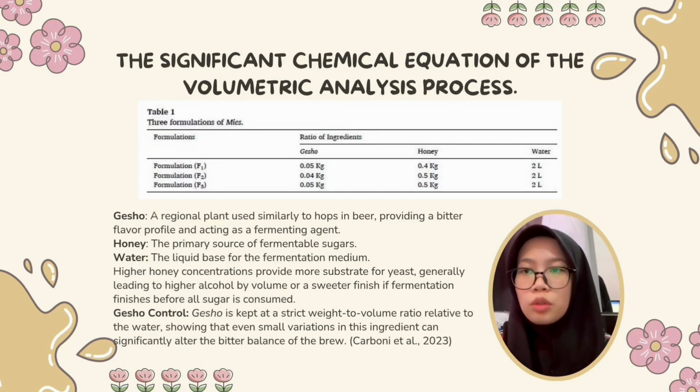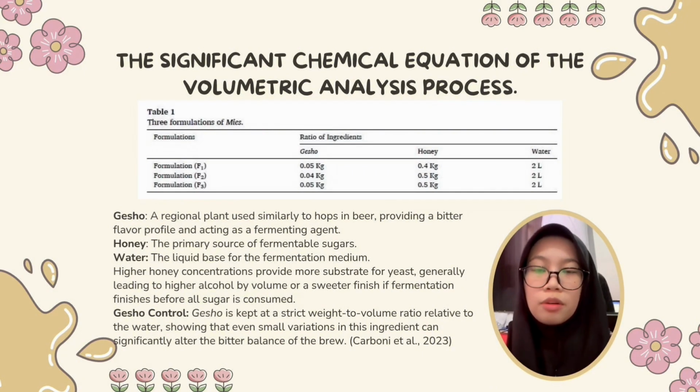Gesho is a regional plant used similarly to hops in beer, providing a bitter flavor profile and acting as a fermenting agent. Next, honey. Honey is the primary source of fermentable sugars, while water is the liquid base for the fermentation medium. Higher honey concentrations provide more substrate for yeast, generally leading to a higher alcohol by volume or a sweeter finish if fermentation finishes before all sugar is consumed.